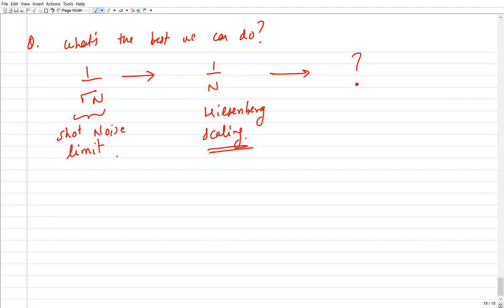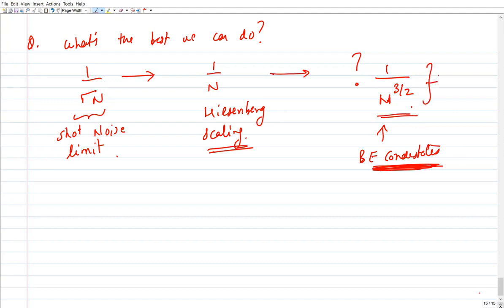I must confess, I myself do not know the answer, but I know that there are schemes which help you achieve n to the 3 halves scaling. The implementations over here are using Bose-Einstein condensates, and very interesting quantum properties that help us achieve this limit. Now again, the question is, is this the ultimate? Who knows? Thank you.